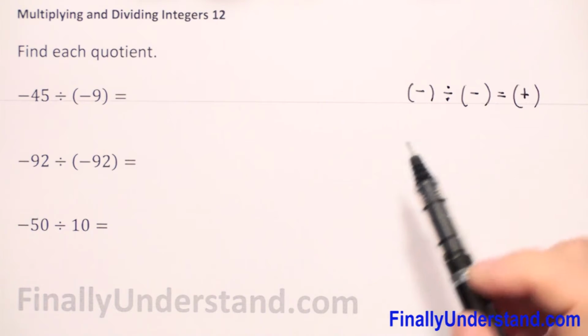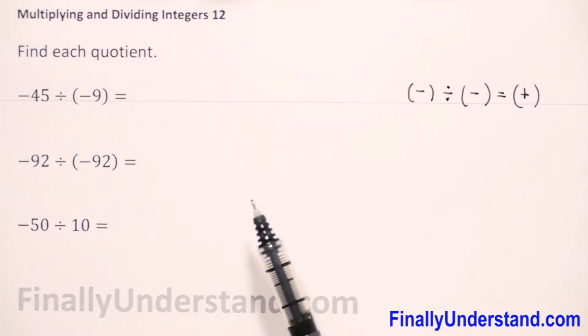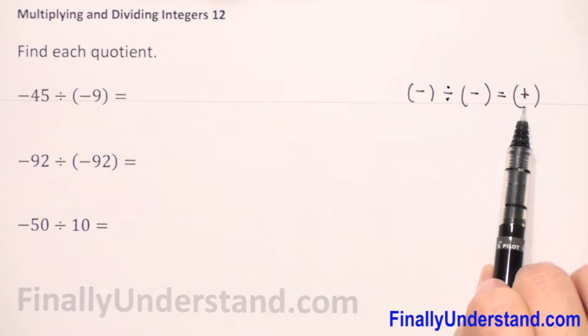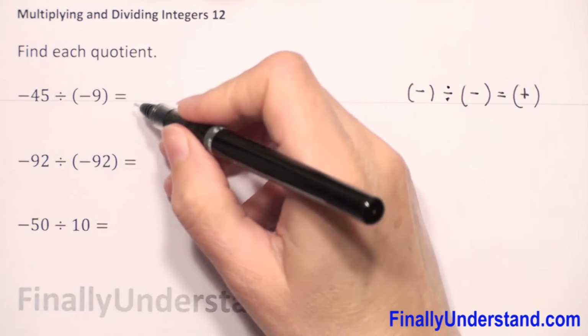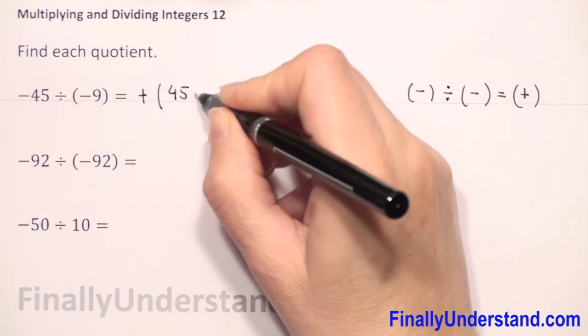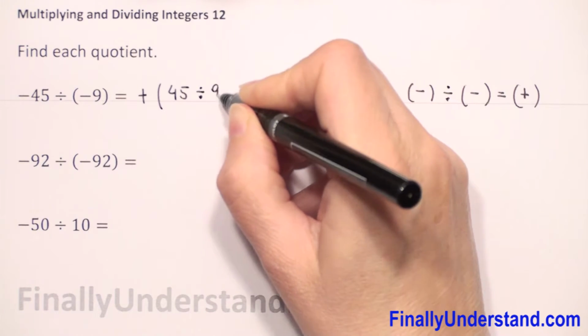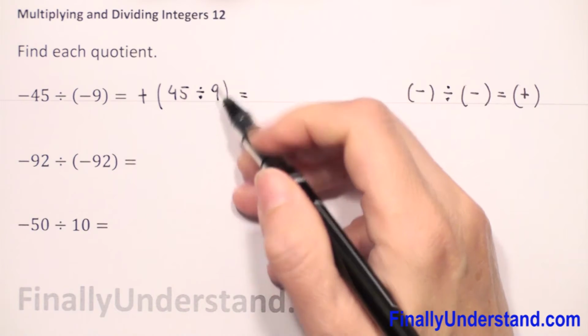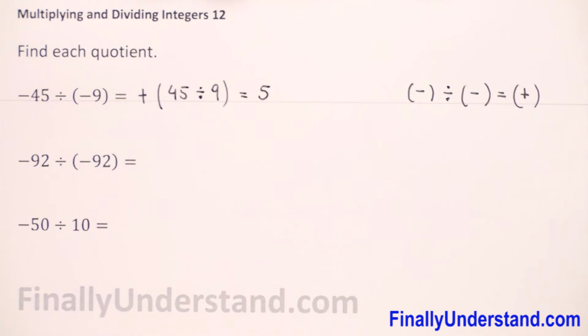It's the same rule as for multiplication of integers. When both numbers are negative, the answer is positive. So we will have a positive answer, and we have to divide 45 by 9. So this is equal to, positive sign we don't have to write, 45 divided by 9 is 5.